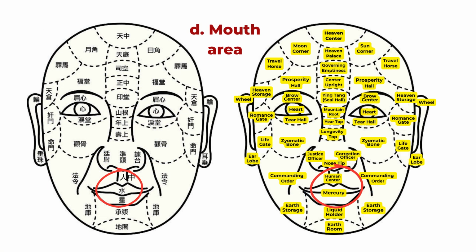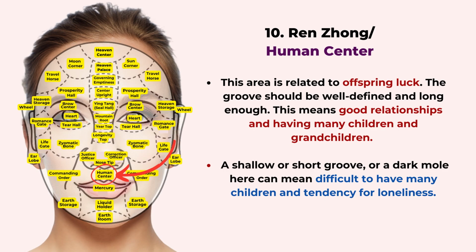The next area is the mouth and the 人中, the human center. The human center is the area between nose and the mouth, and it's related to offspring lock or the relationship lock. When the groove here is well defined and long enough, that means you have good relationship lock and you can have many kids and even many grandchildren.